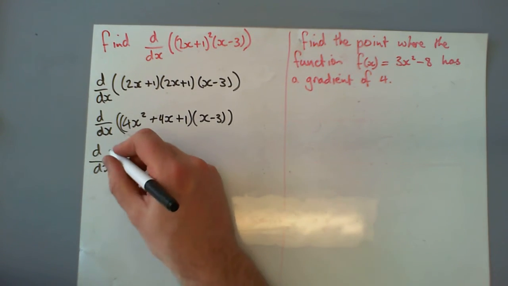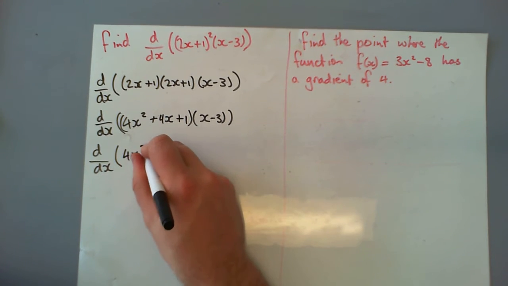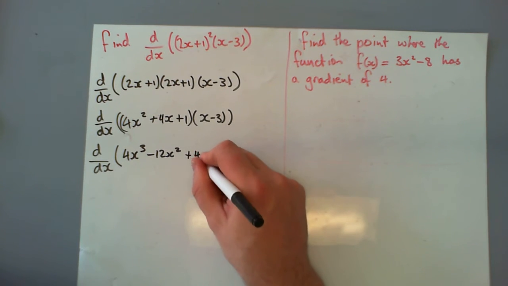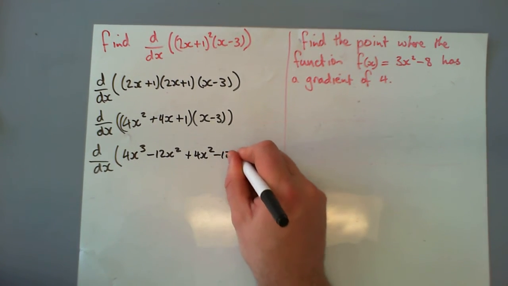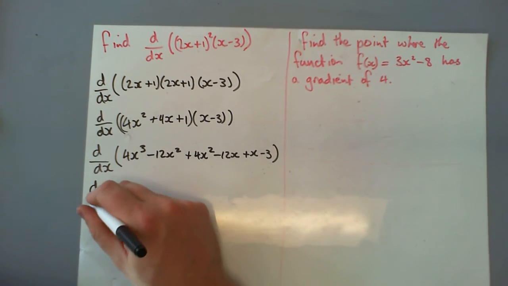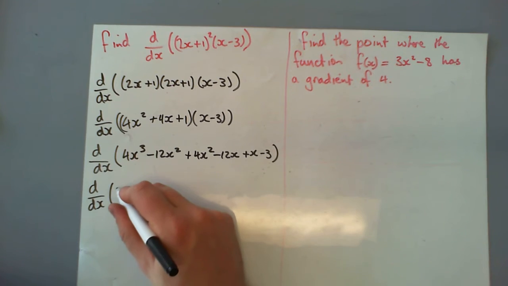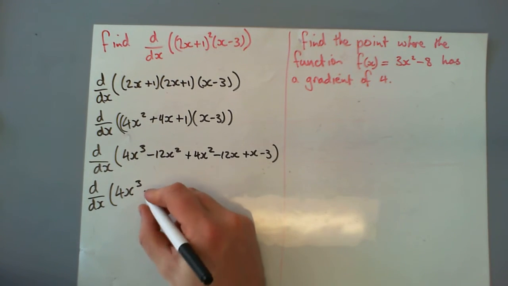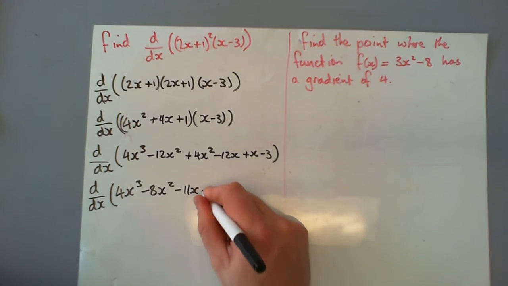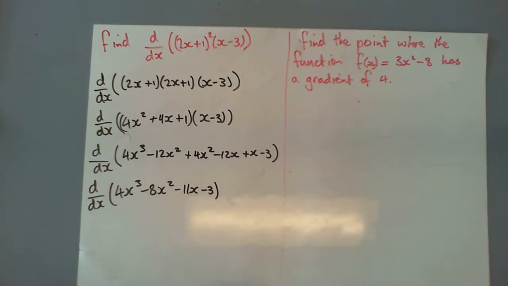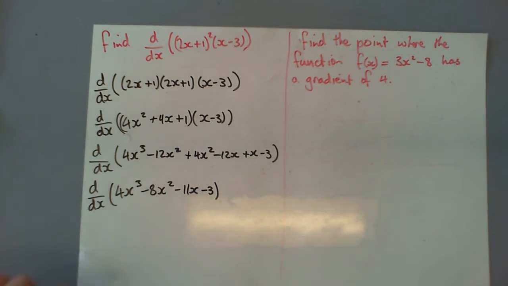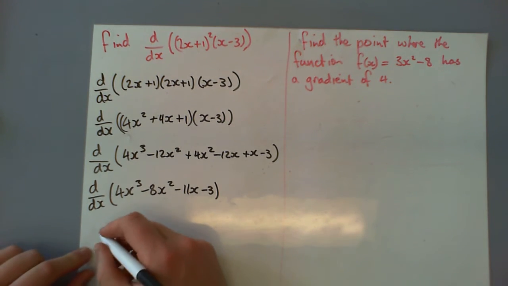Okay, we keep expanding this out now. Now 4x cubed, take 12x squared, plus 4x squared, take 12x, plus x, take 3. Okay, collect our like terms. Got 4x cubed, take 8x squared, take 11x, take 3. Okay, now we haven't at this stage actually found a derivative yet, hence why we've still got this d dx sign in front. Now we can actually find our derivative.